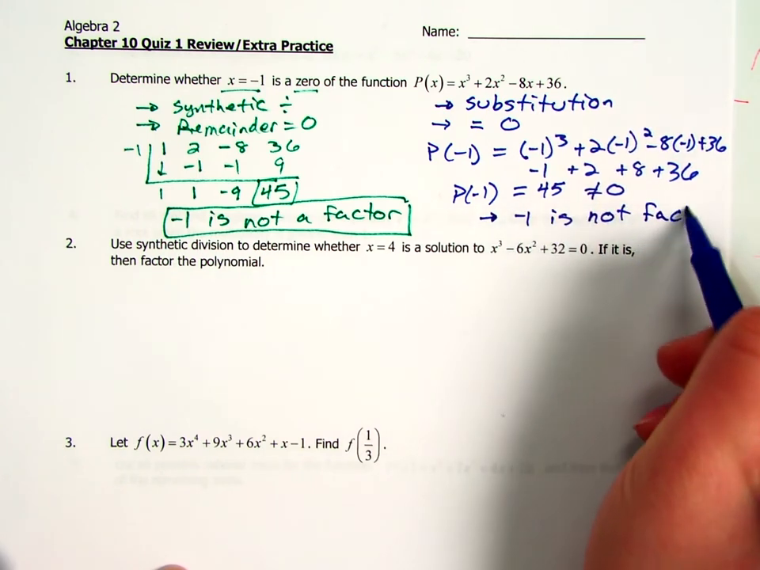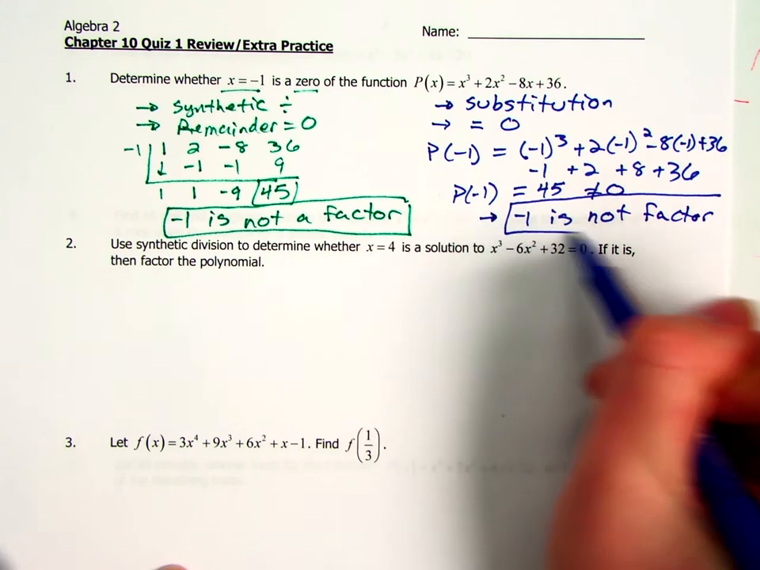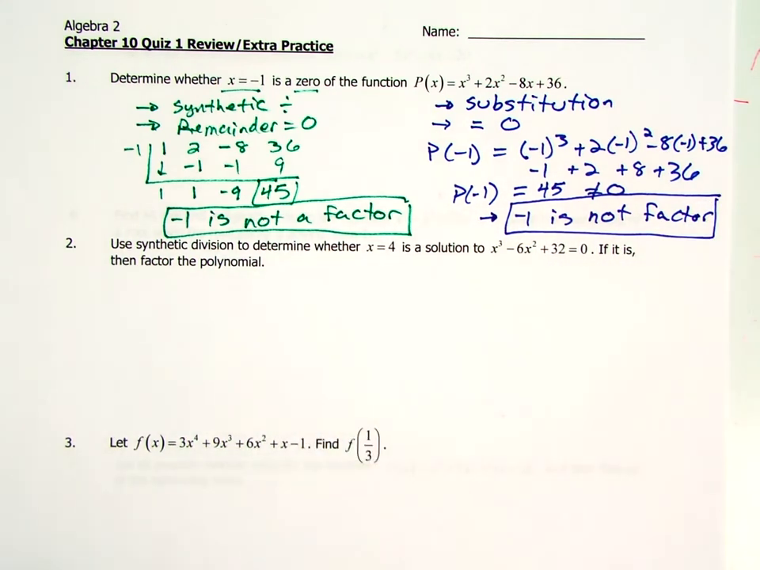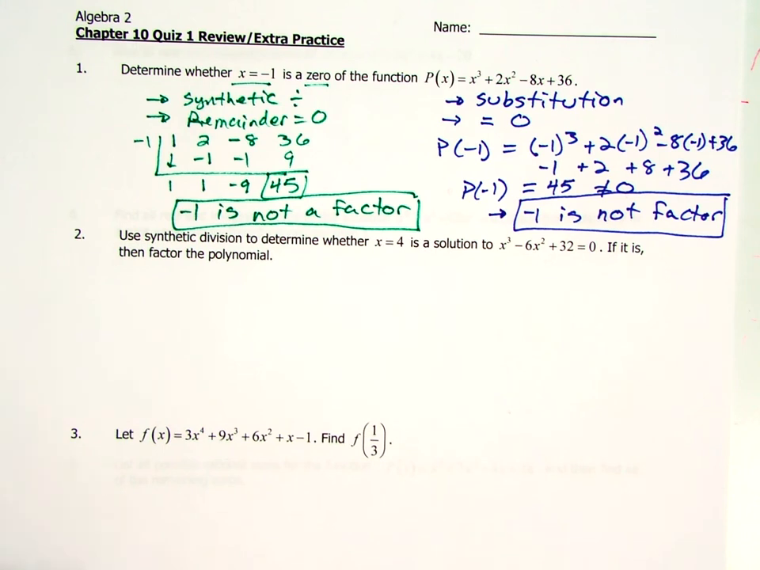Now, since they asked you just to determine if it's a factor, you could have done either one of these. You didn't have to do both, but if I asked you to show me it in two different ways, those would be the two different ways that you would show it.